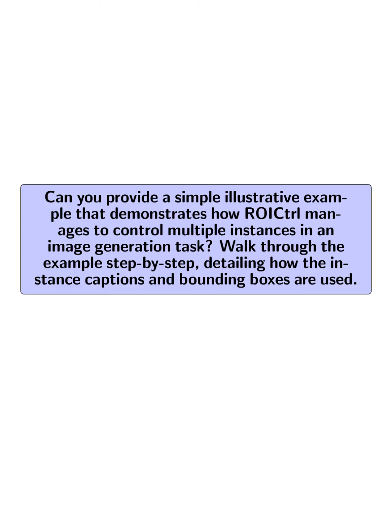Can you provide a simple illustrative example that demonstrates how ROICtrl manages to control multiple instances in an image generation task? Walk through the example step by step, detailing how the instance captions and bounding boxes are used.